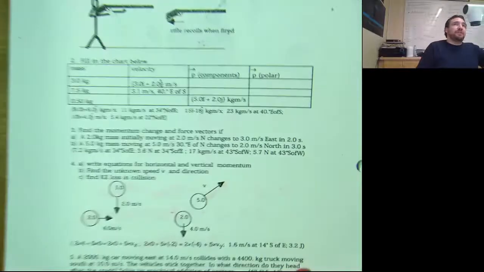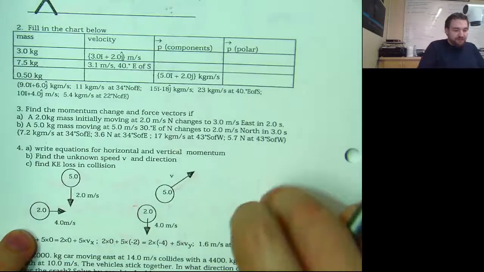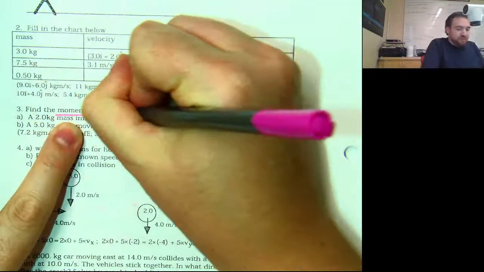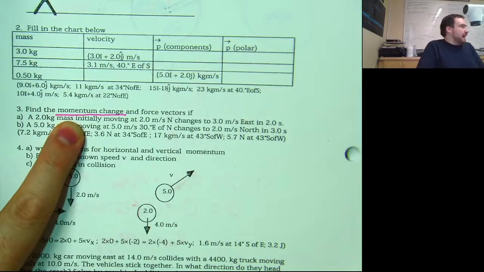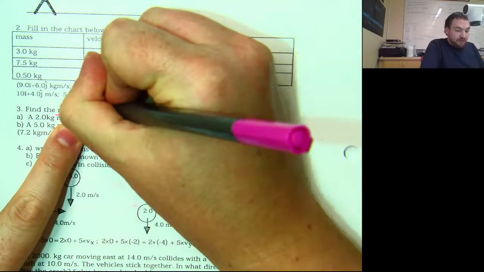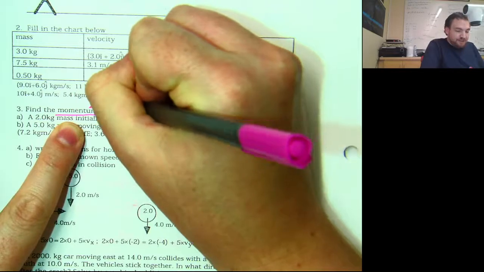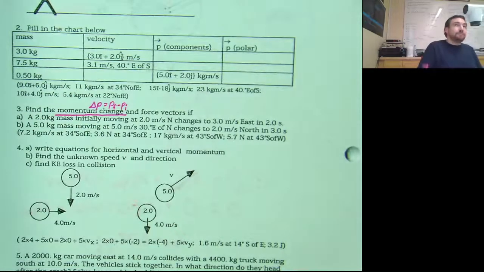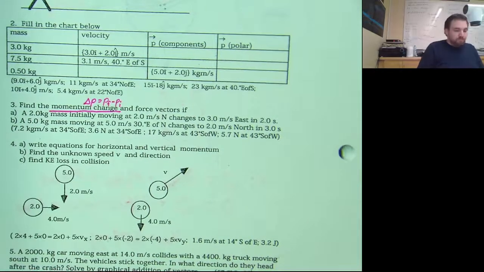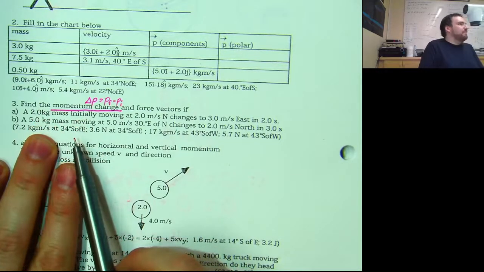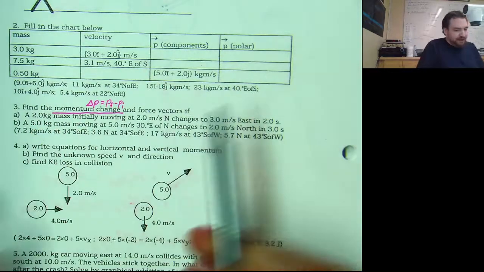So if I zoom in on 3 here, I'm going to do some of 3 in this space here. It says find the momentum change. Reading the question is really important. The change in momentum is defined to be P final minus P initial. So we've got an A. Well, do you want me to do A or B? B is a little more gross, so let's do B.